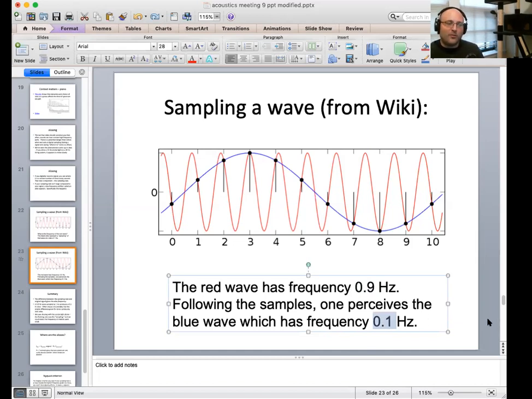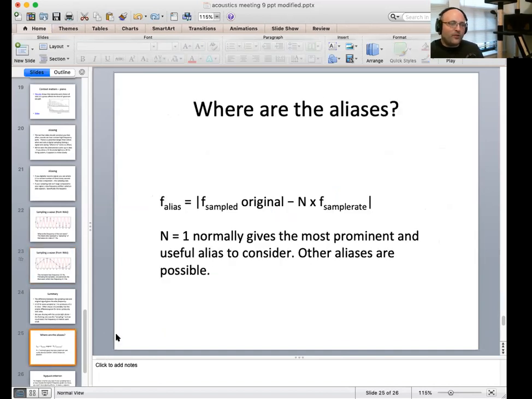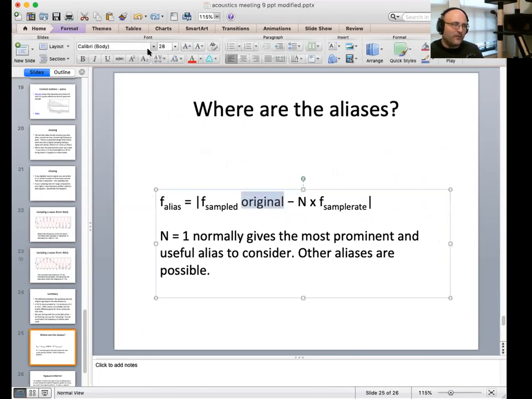And if you notice that 0.1 is the difference between my original frequency and the sample rate, that's exactly the point I want you to get out of this. So if you want to know in general where an alias can happen, your alias frequency is the frequency of your sampled original minus some multiple of the sample rate, and usually n equals 1 gives the most important results you'd have to worry about.